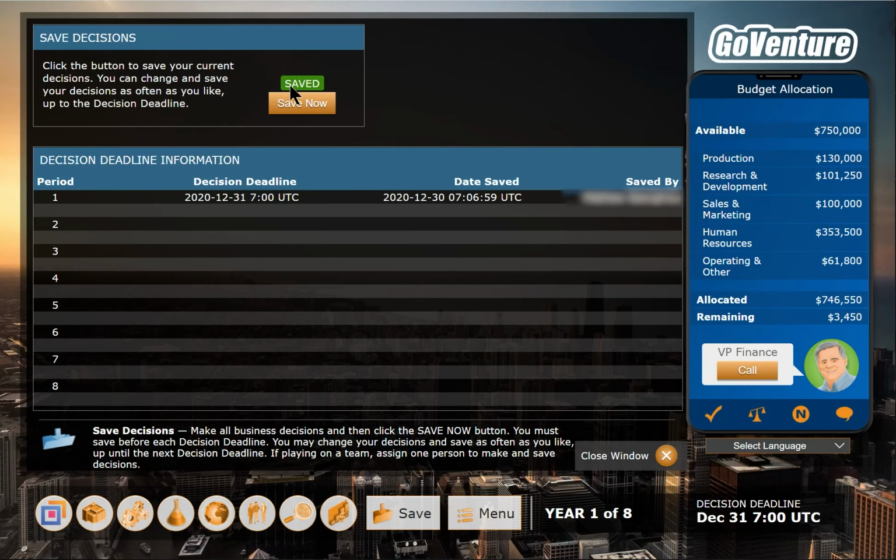I can see now I've got a green save message, so I'm good to go, and I can see when the decision deadline and everything else that's going to come. So now I can log out of the simulation knowing that my decisions have been locked in. I can relog into the simulation anytime to change those decisions if I want, again, as often as I want up until the decision deadline.